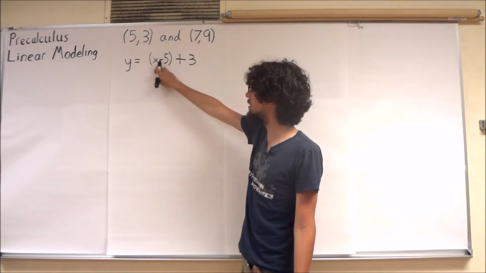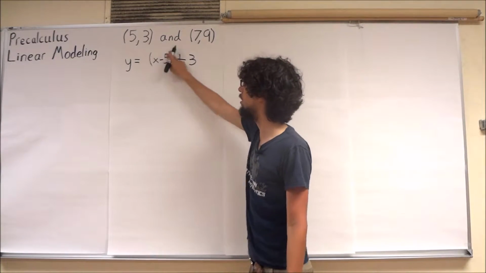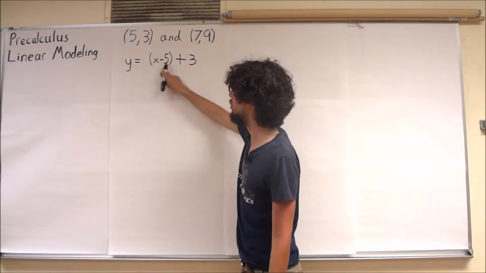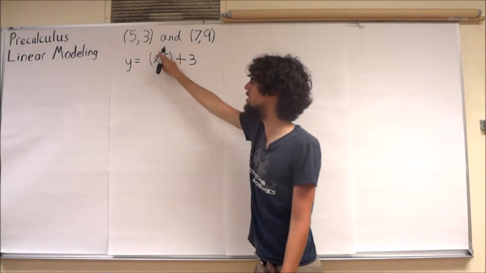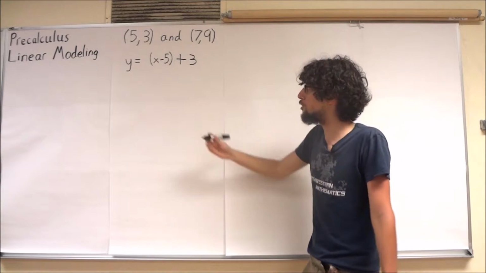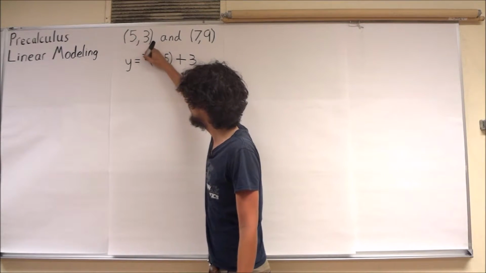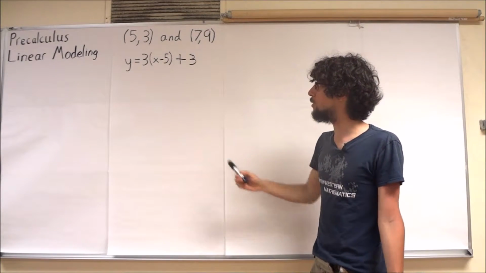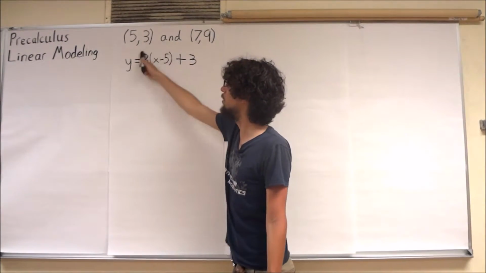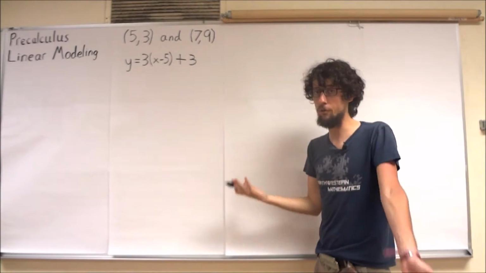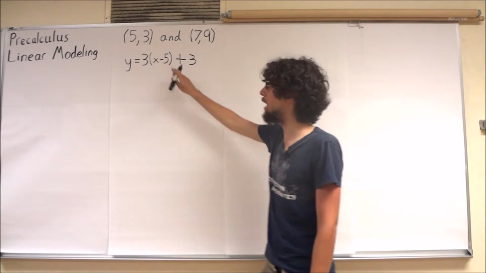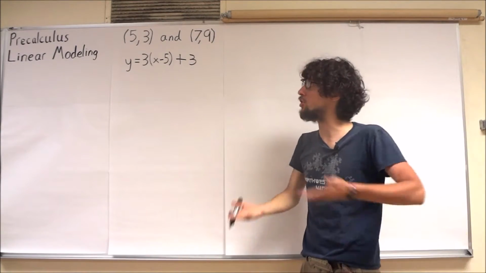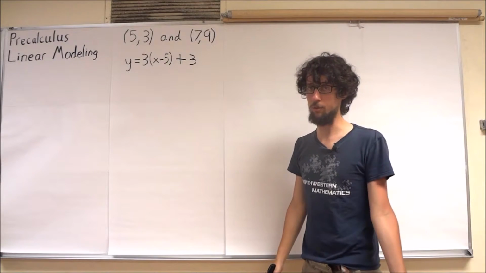So I really need to scale this term up a little bit. What I'd like is that when I plug in x equals 7, this term actually computes to 6. So I'll just throw a factor of 3 here. And now I can see that when I plug in x equals 7, I get 6 plus 3. And of course, when I plug in x equals 5, I get 0 plus 3. So this works for my 2 points in question, which means it's a perfectly valid equation for my line.